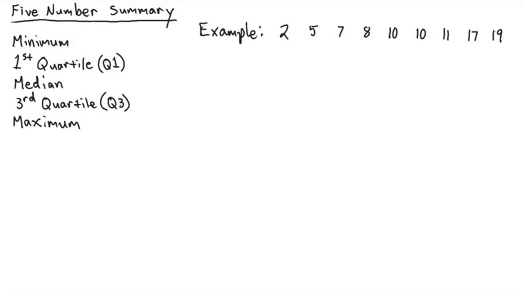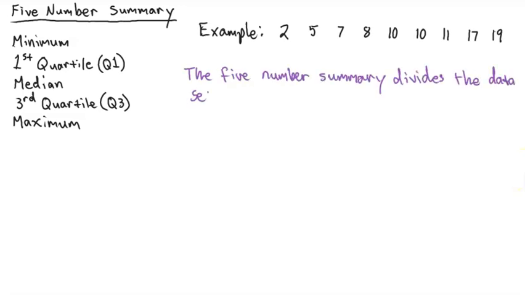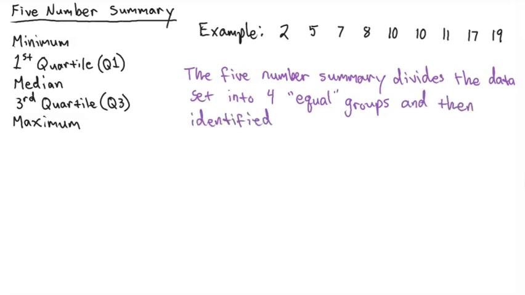So I'm going to give you a quick definition here. The five-number summary divides the data set into 4 equal groups and then identifies the 5 numbers that are the boundaries of those 4 groups.